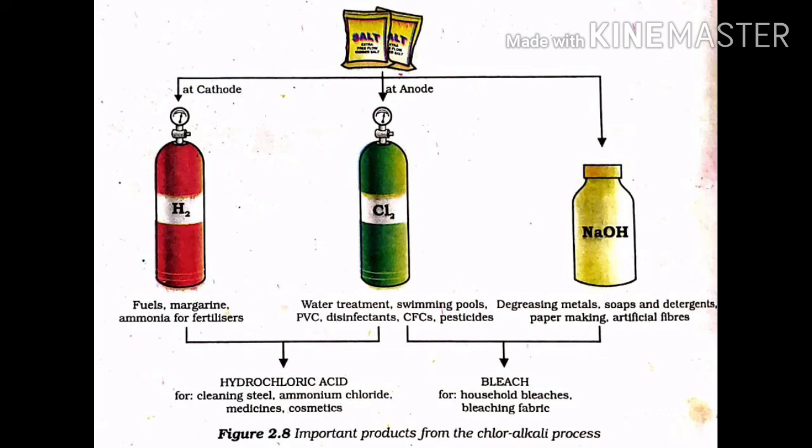The uses of hydrogen. Hydrogen is used as a fuel, in margarine, that is in the preparation of artificial ghee, and in ammonia, which in turn is used to manufacture fertilizers. Chlorine, as it is a disinfectant, is used in water treatment, swimming pools, and in the preparation of PVC, CFC and pesticides.